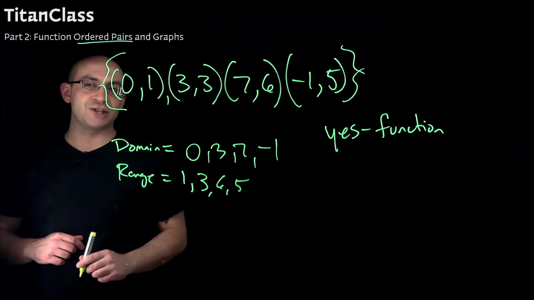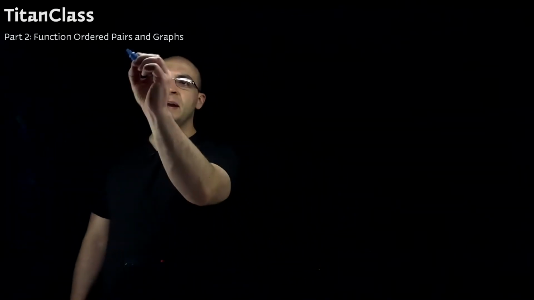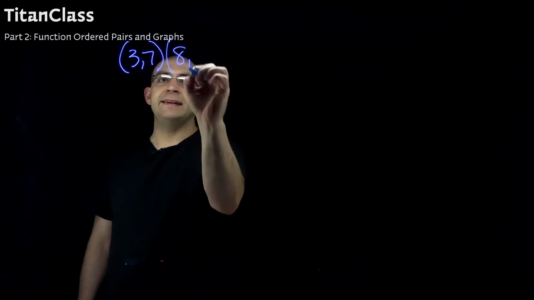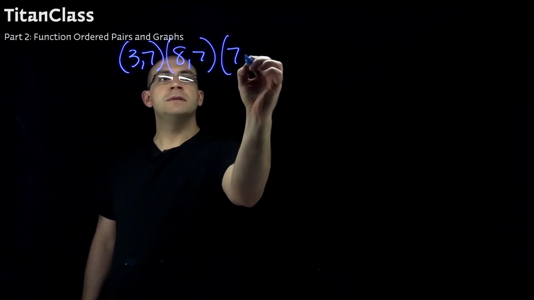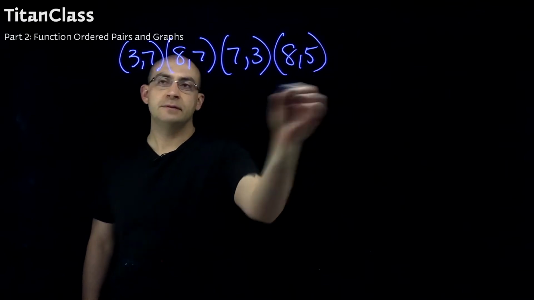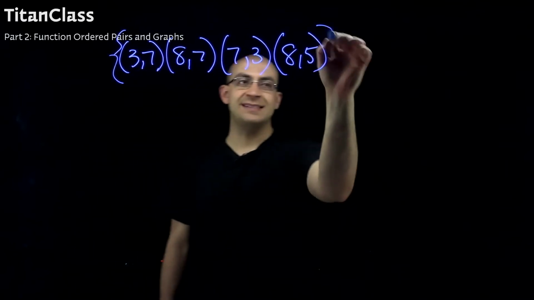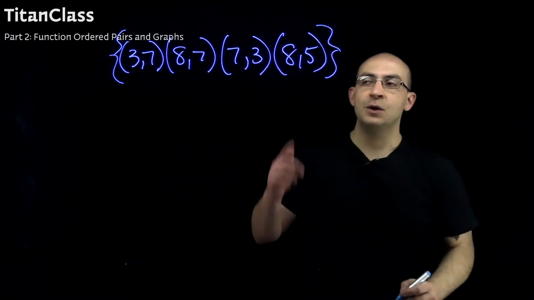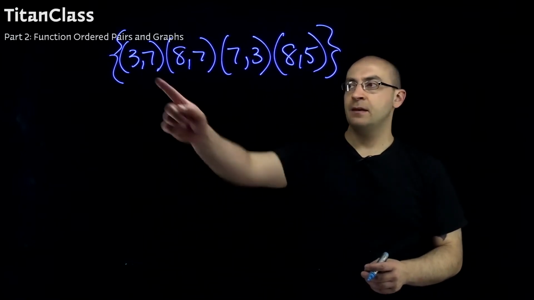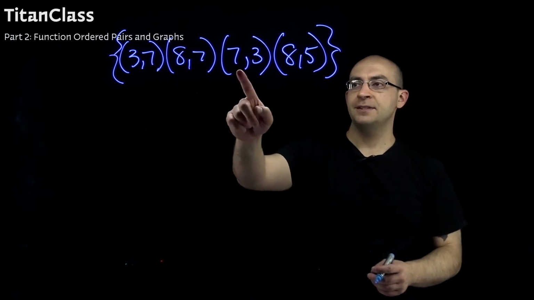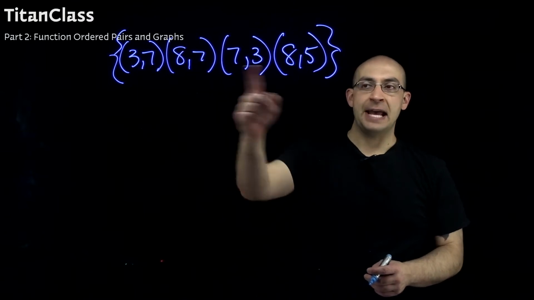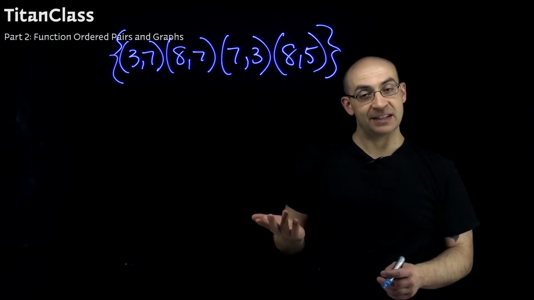Let's try one more to make sure we get it. So when we talk about our ordered pairs, let's say we have (3, 7), (8, 7), (7, 3), and (8, 5). And again, we can say that they're part of the same set. No worries there. Would this be a function or not? Let's take a look at our x values. 3, 8, 7, 8. No. Because the 8 repeats, we can't have two of the same x value.